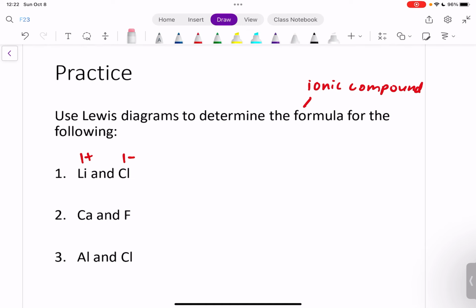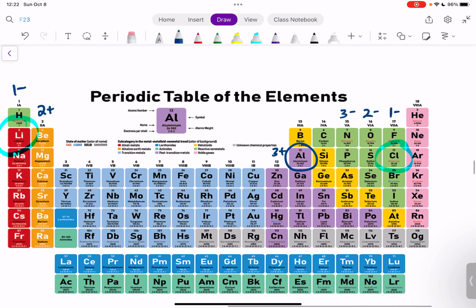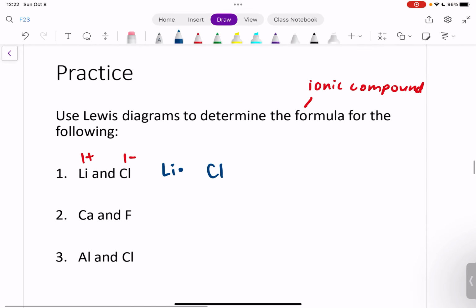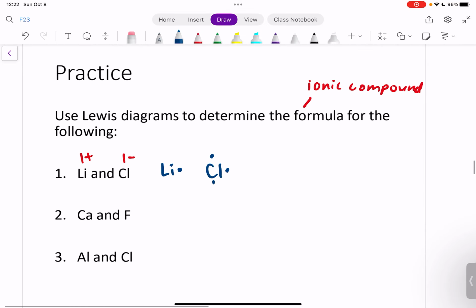So we've got Li and Cl. And remember, lithium is in group 1A, so it's got 1 valence electron. Chlorine is in group 7A, so it's got 7 valence electrons: 1, 2, 3, 4, 5, 6, and 7. And already we can see chlorine wants just 1 electron, and lithium really wants to lose this electron.